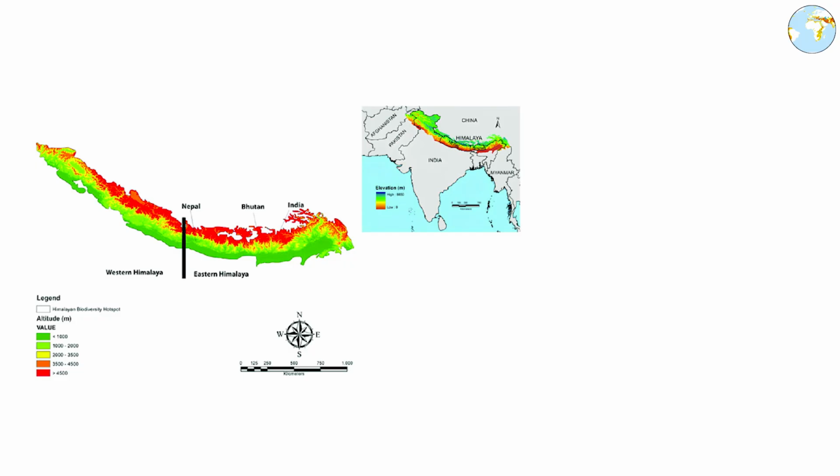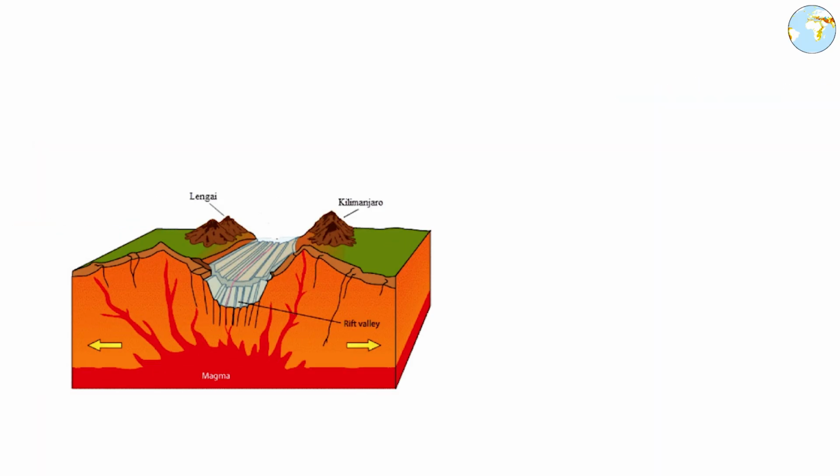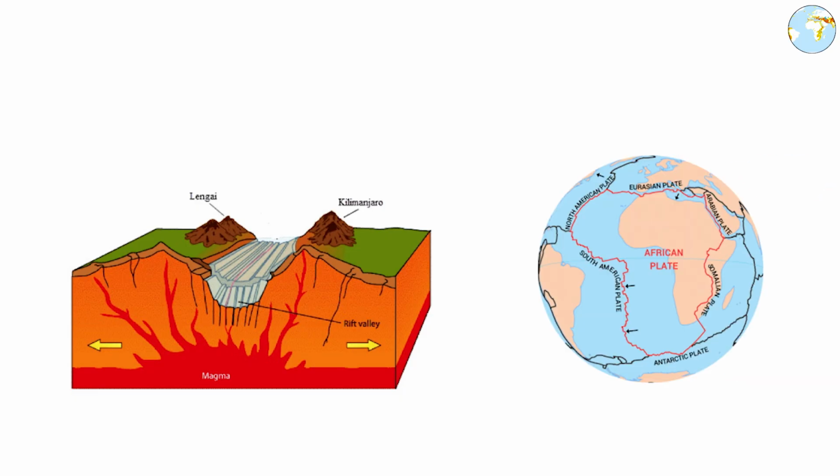experience strong earthquakes. Other hotspots include the Himalayan region, where the Indian plate collides with the Eurasian plate, and the East African Rift Zone, where the African plate is slowly splitting apart.